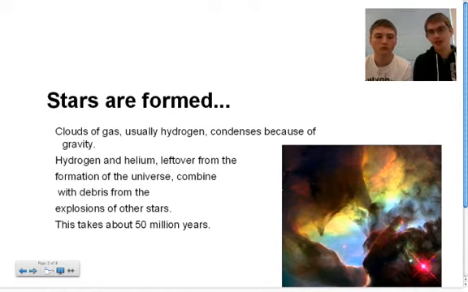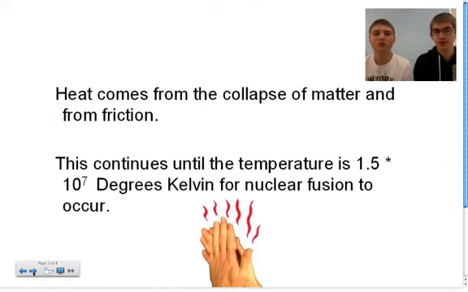This process takes a long time, about 50 million years or so. Heat comes from the collapse of matter and from friction. This continues until the temperature is about 1.5 times 10 to the 7th degrees Kelvin for nuclear fusion to occur.